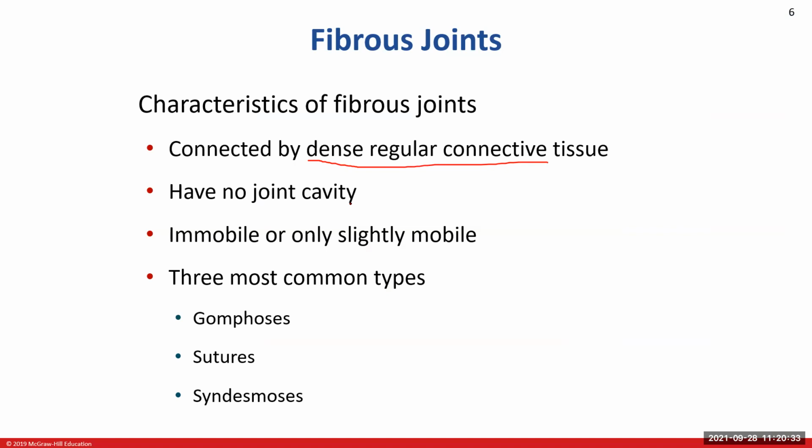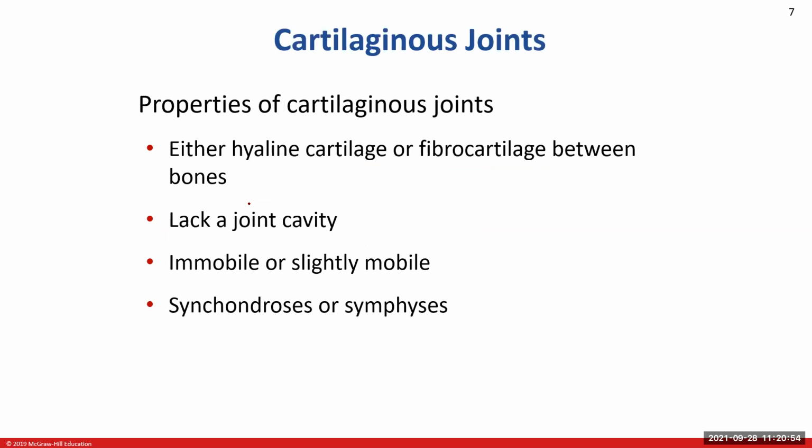Some of the characteristics of that type of tissue. But these fibrous joints do not have a joint cavity. So they're virtually immobile, or they might have a little bit of mobility. So there's 3 types: gomphoses, sutures, which we've seen already, and syndesmoses. Well, the gomphoses, one of my favorite joints, all right, because it's a peg and a socket joint. We'll get into all these different joints here shortly.